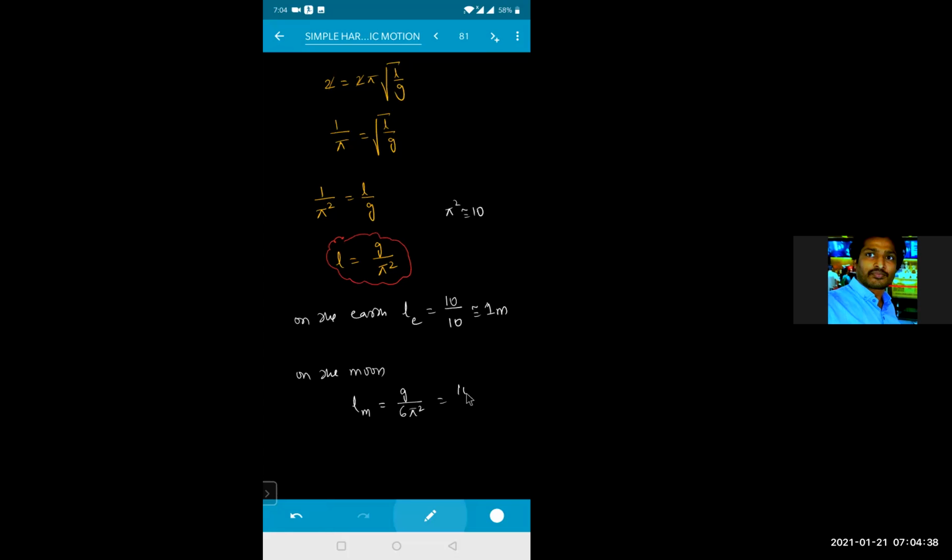So g value is how much? 10 divided by 6 into 10. So this will get cancelled, and this is approximately equal to 1 by 6 meters. Okay? Yes, sir. Now, next one.